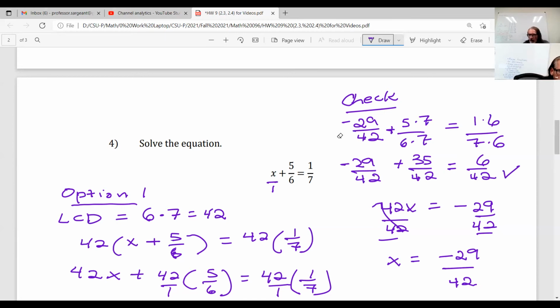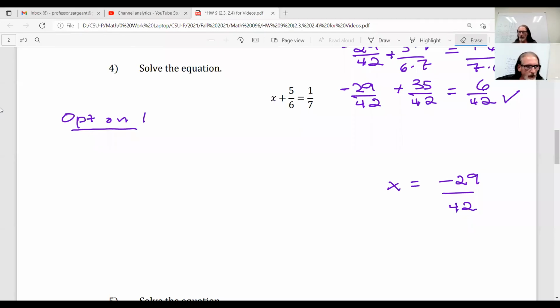Now for our second option. Pause this while I erase. All right, all that erasing is done. Plus I had to respond to an email real quick. I'm back now.